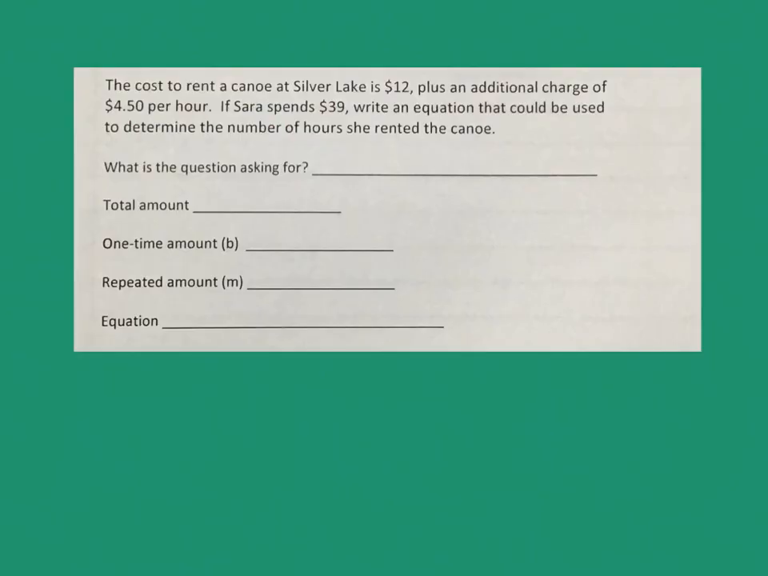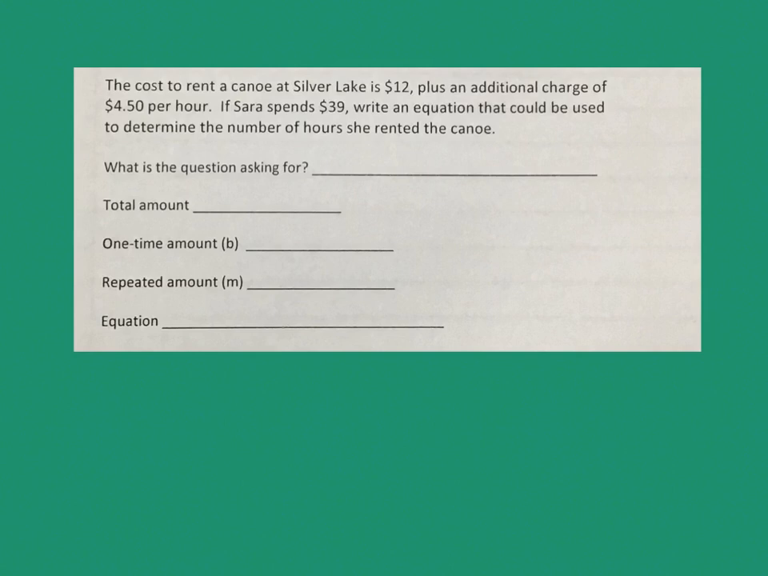Here's our first example. It says the cost to rent a canoe at Silver Lake is $12 plus an additional charge of $4.50 per hour. If Sarah spends $39, write an equation that could be used to determine the number of hours she rented the canoe. So all we're going to do is write an equation. We're figuring out where the numbers go, if they're a constant or a variable.